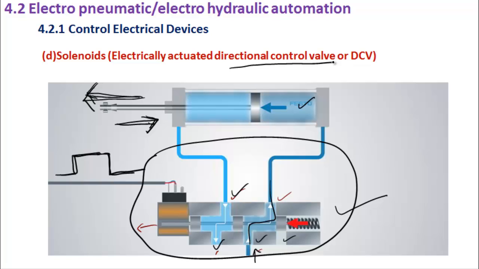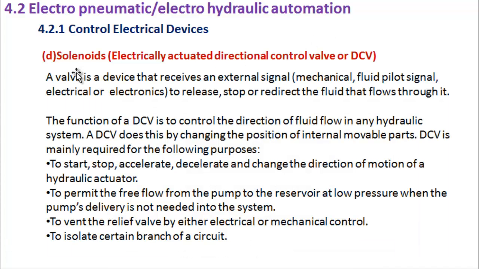directional control valve. And now you know why it is called a control valve, because it controls this. And why is it called a directional control valve? Because this particular spool controls in which direction the fluid or the air will move for the DCV to work. So now let us look at the explanation.